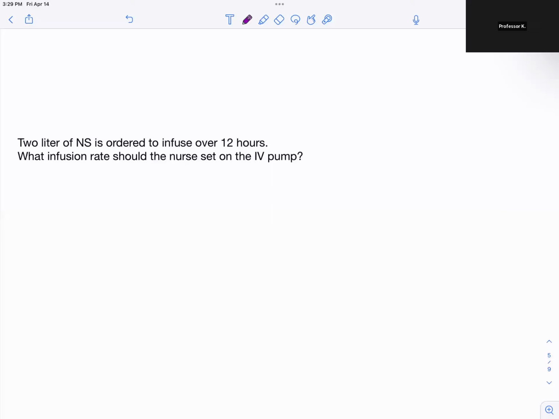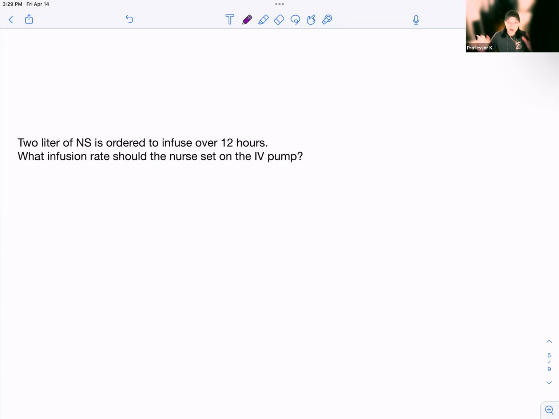Again, not a trick. This is how orders are written. These are how IV fluids are written. So 2 liters of normal saline over 12 hours. So during your 12-hour shift, you're going to give that patient 2 liters of saline. But how fast are you going to plug it into the pump?